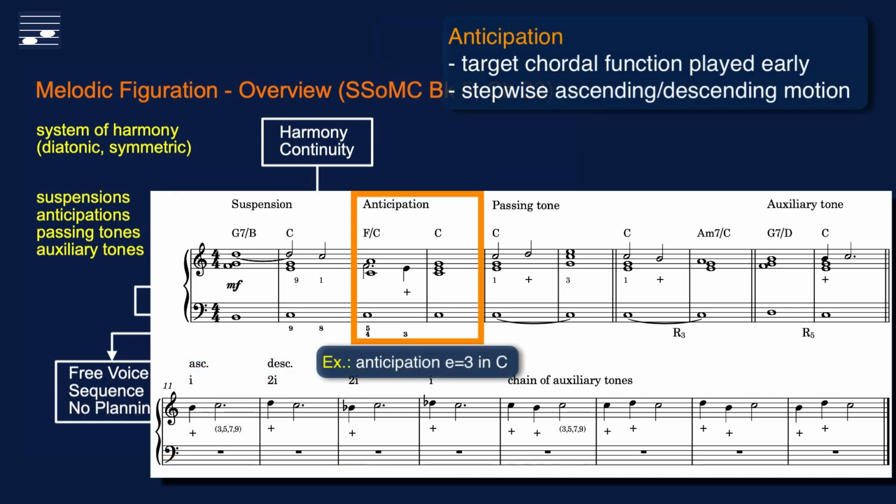In the case of an anticipation, a chordal function of the target chord is played early. Here the example is the chordal function 3, the pitch E in the C major triad that is sounding in the previous bar over the F major second inversion position triad.